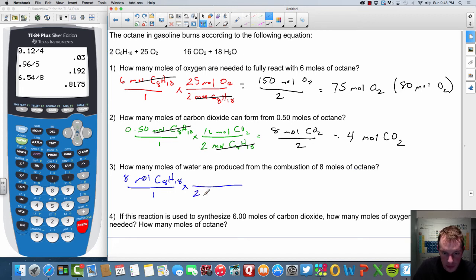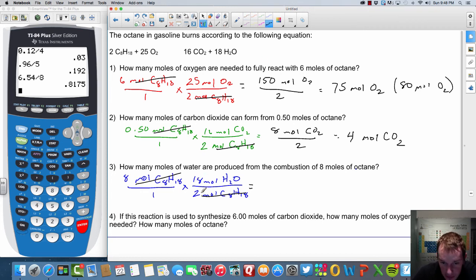So for every 2 moles of C8H18, there are going to be 18 moles of H2O. We can see again, this is going to cancel. Your moles of octane are going to cancel. You're going to be left with 8 times 18 divided by 2, which I can't do in my head, but this is where I can show you a little shortcut we were talking about before. I told you I'd show you an area where you can maybe simplify this a little bit.